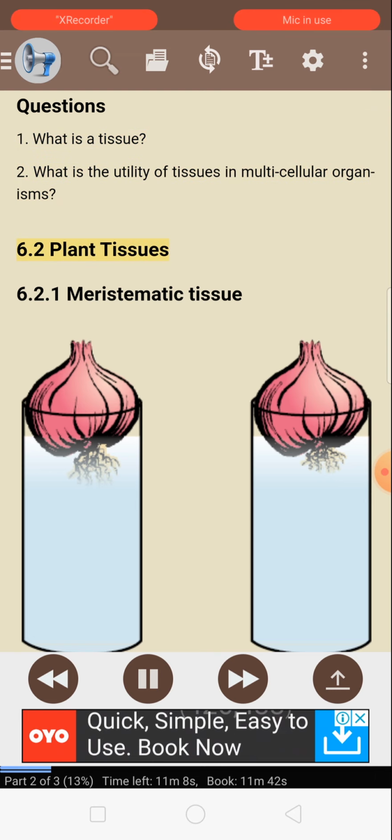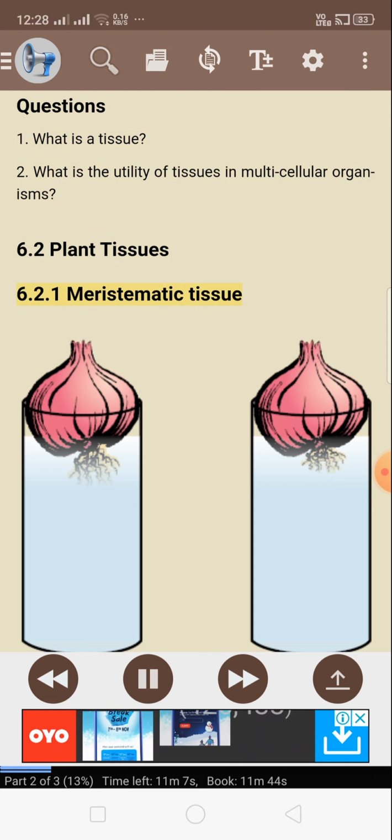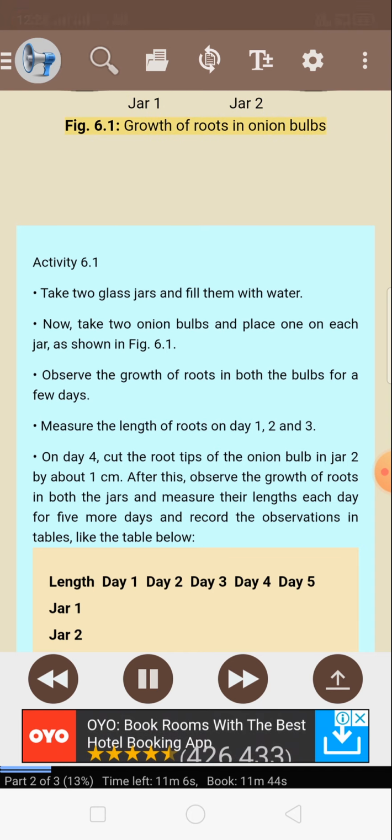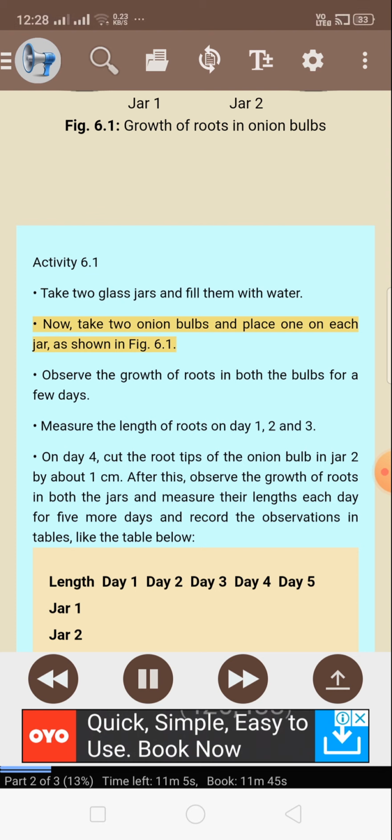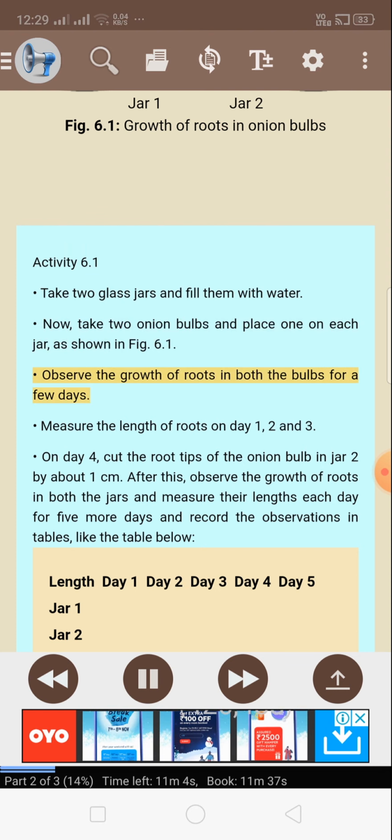6.2 Plant tissues. 6.2.1 Meristematic tissue. Jar 1, Jar 2. Figure 6.1 Growth of roots in onion bulbs. Activity 6.1. Take 2 glass jars and fill them with water. Now, take 2 onion bulbs and place one on each jar, as shown in figure 6.1. Observe the growth of roots in both the bulbs for a few days.